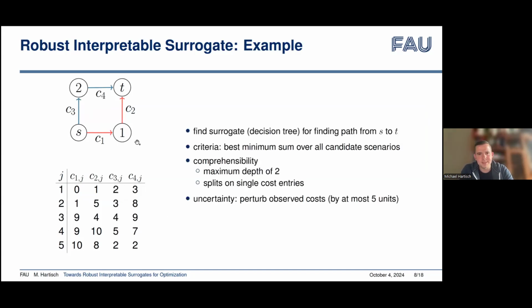So again, the task is to find a surrogate, a decision tree for finding paths from S to T. And this decision tree should be best with respect to the minimum sum of all candidate scenarios. So again, the average criteria. Of course, it has to be comprehensible, as I outlined before. But now there's some uncertainty. That means the observations of these scenarios might be disturbed by at most 5 units. We'll see this in the example now.